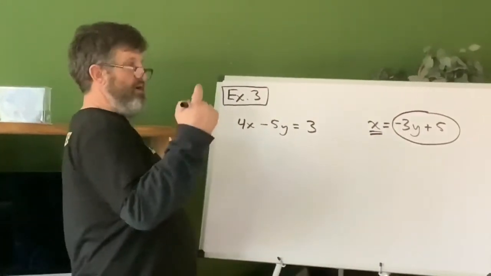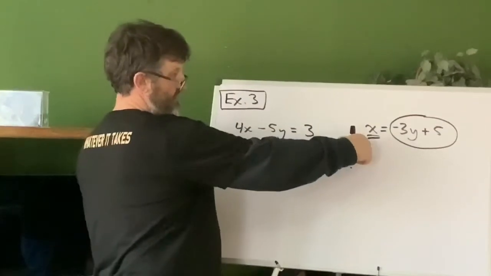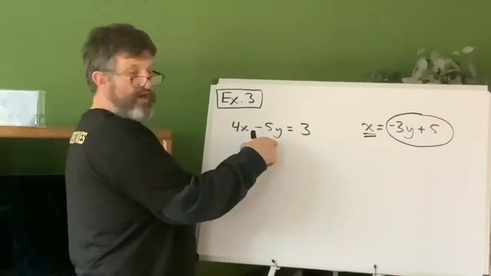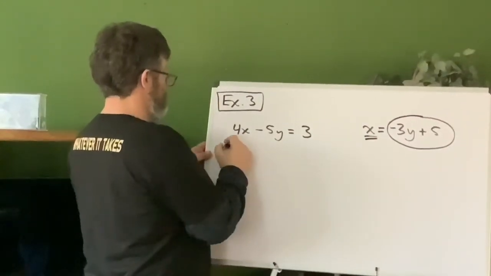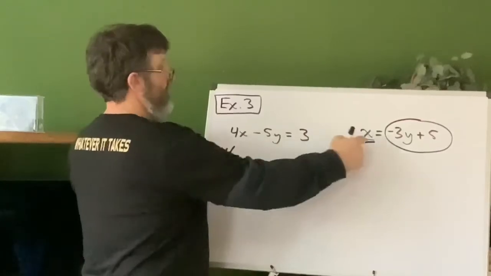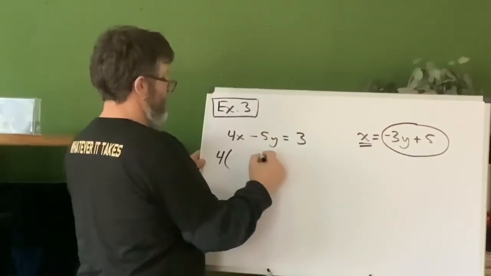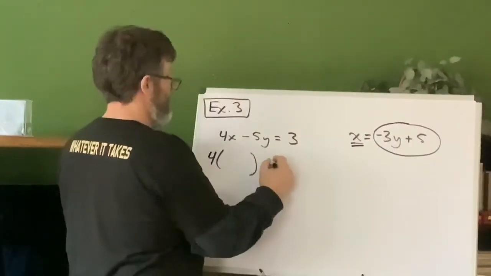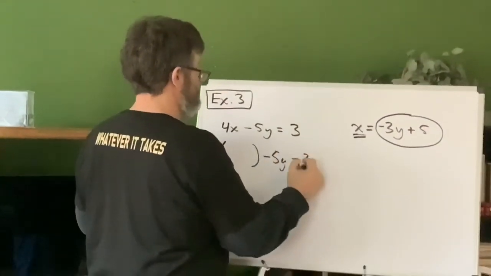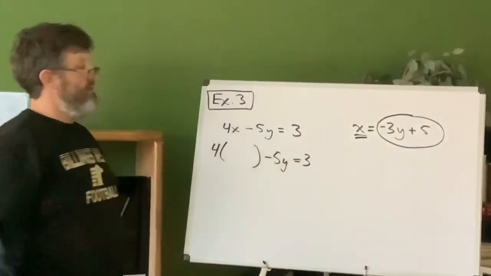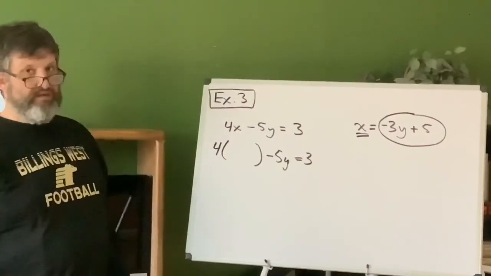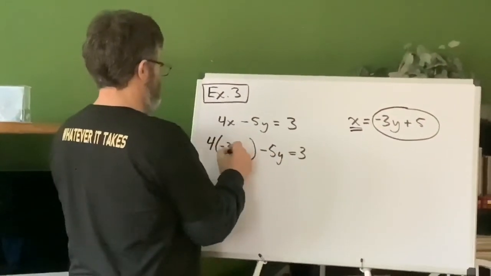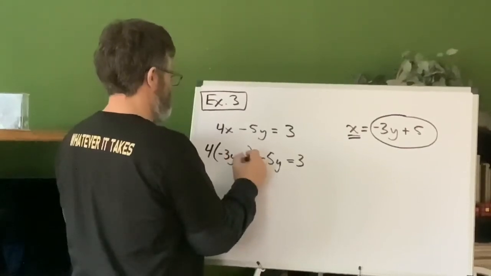Now, a lot of times people say, oh, I found my naked variable, I circled what it was equal to, but then they come over here to substitute in, they substitute in the wrong spot. Make sure you substitute it in the right place. 4. Okay, we know what x equals, so x is what has to come out of the game. 4, big fat parentheses, minus 5y equals 3. Okay, took x out of the game. Well, what has to go in the game? If x comes out of the game, negative 3y plus 5 goes into the game.